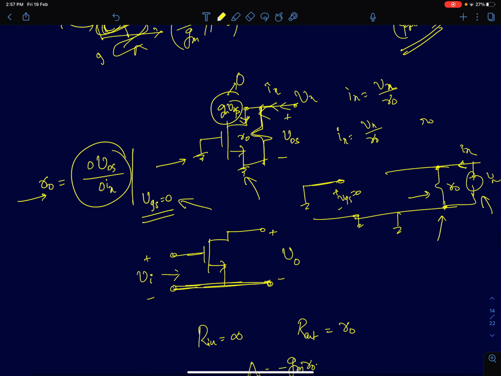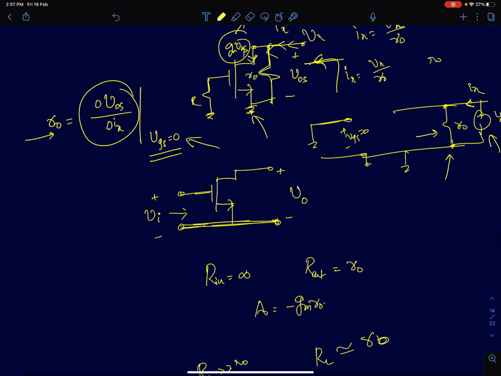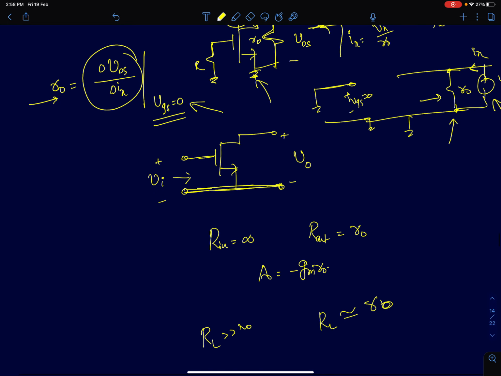Okay, so in fact, even if you apply some fixed voltage between drain and source, this is going to hold true. Or even if you connect a finite resistance at the gate terminal, you will still see a resistance of R0 at the drain terminal. So now we have analyzed resistances seen at all the three terminals. So we are at a position to find out the important parameters of a common source amplifier.